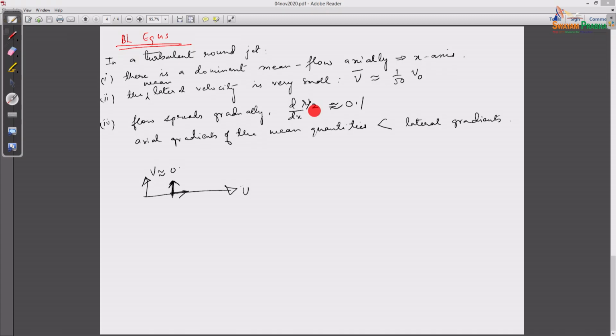And also the flow spreads gradually. Typically along x, the rate of change of jet half width is 0.1. Which essentially means that the gradients of the mean quantities along the axis are much smaller compared to the lateral gradients. These are the bases, the basic structure on which we lay down boundary layers as well.